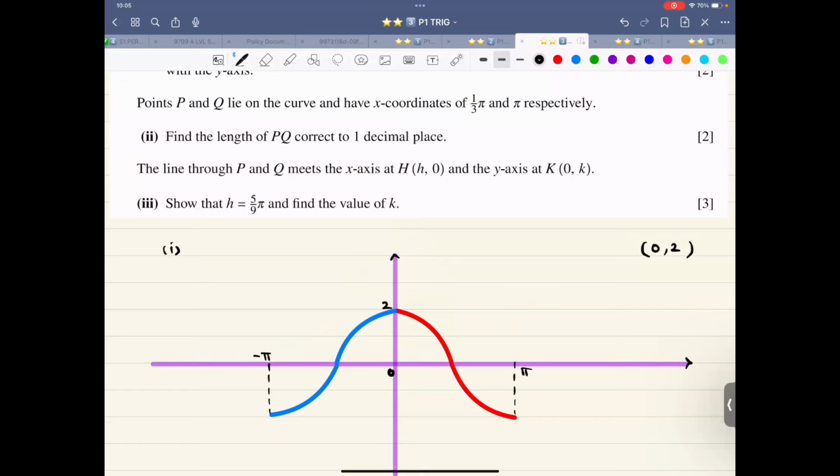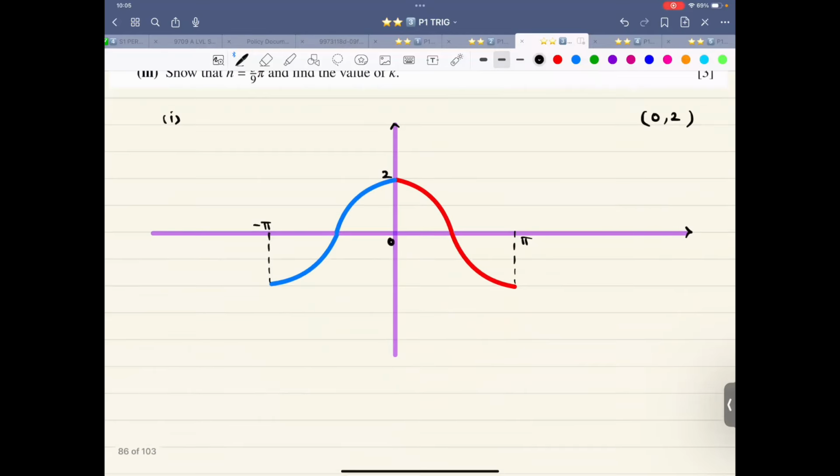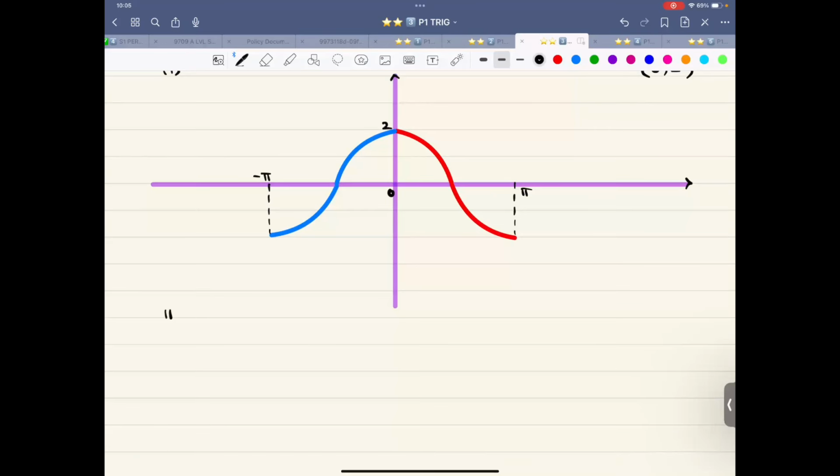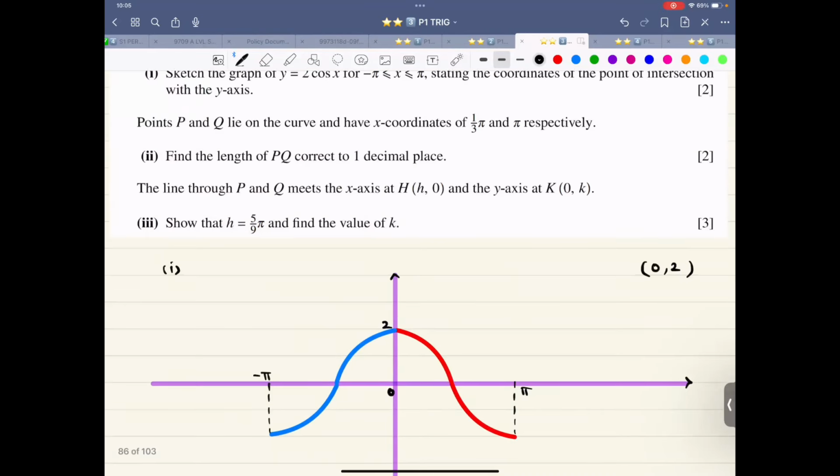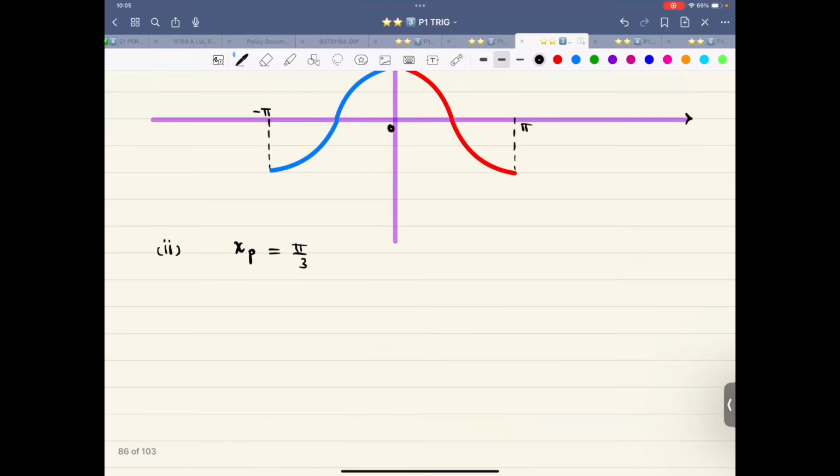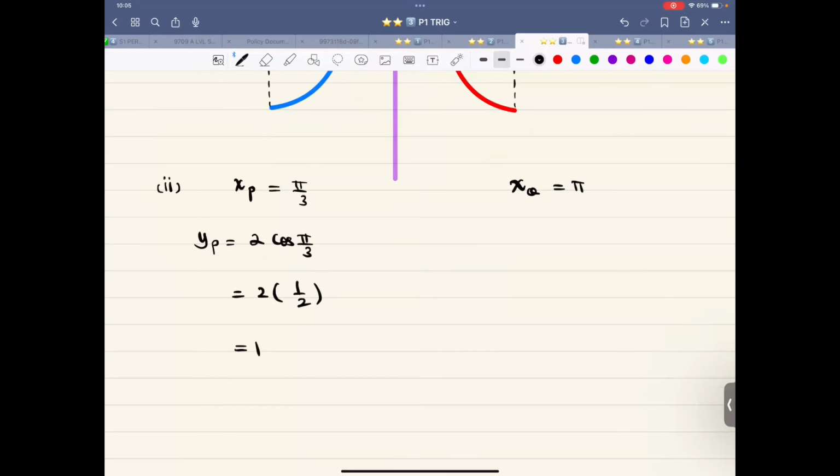Points P and Q lie on the curve and have x coordinates 1/3 pi and pi respectively. Find the length of PQ. Second part. The x coordinate of P is pi by 3. The x coordinate of Q is pi. The y coordinate of P is 2 cos pi by 3. Cos of pi by 3 is half, so 2 into half comes out to be 1. Similarly, the y coordinate of Q is 2 times cos of pi, that is 2 times -1, which comes out to be -2.